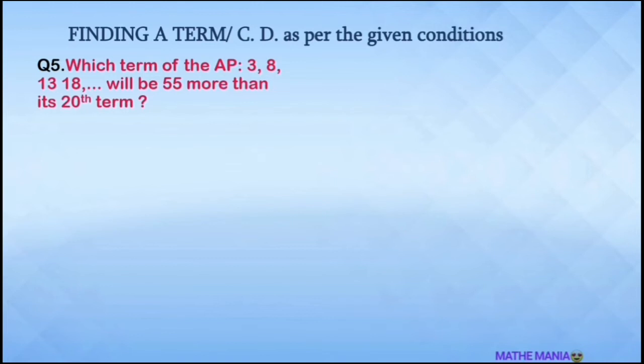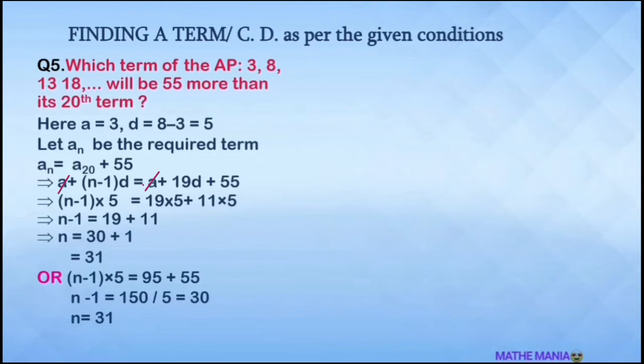Here a is 3 and d is 5, and an is equal to a20 plus 55 gives us the equation a plus (n minus 1)d is equal to a plus 19d plus 55, which reduces to n minus 1 equal to 19 plus 11 on dividing each term by 5. And so we get n is equal to 31. The alternate method is also shown here if you want to apply that.